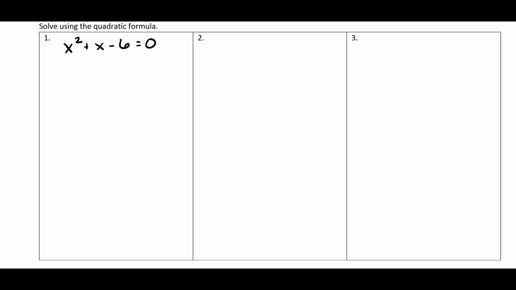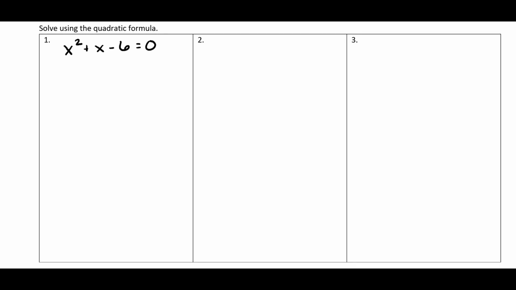So now we're going to actually get into using the quadratic formula. We're going to start with a somewhat small problem. So number 1 is x squared plus x minus 6 equals 0. Remember, to use the quadratic formula, it has to be in standard form equal to 0. And this is in standard form, and it does equal 0. So we're going to identify our A, our B, and our C. In this problem, our A is 1, our B is 1, and our C is -6. And then we're going to use our quadratic formula.